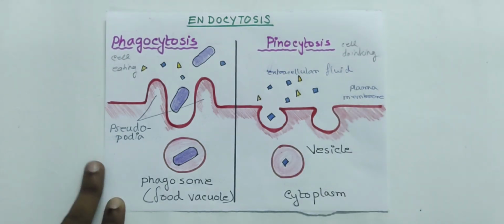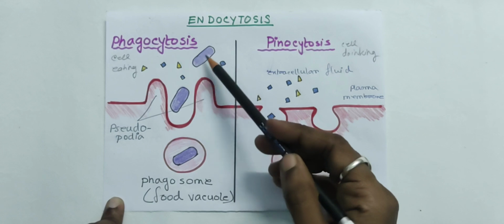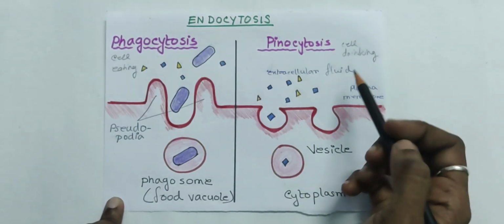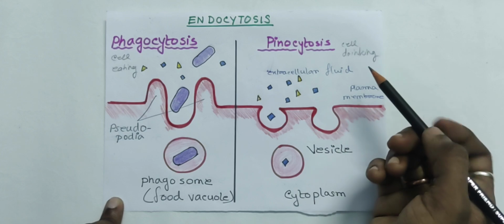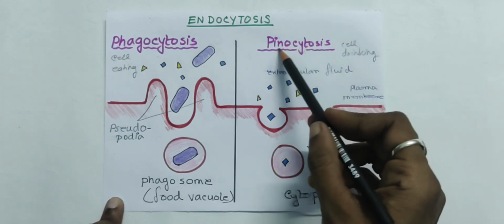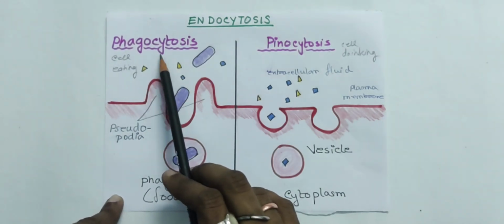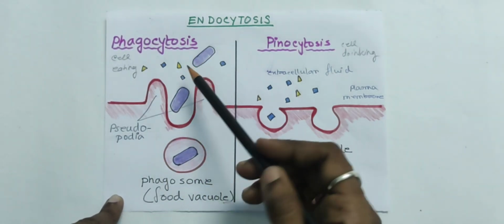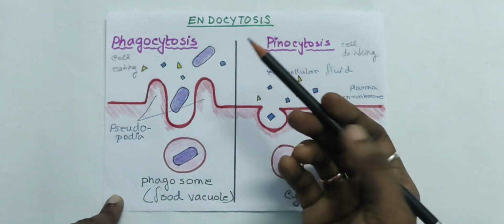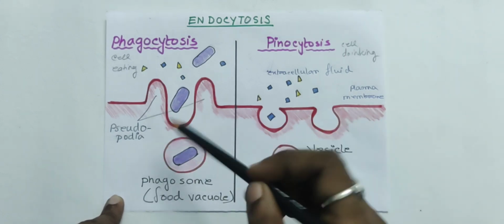Cell drinking. Because in phagocytosis, the particles are large macromolecules, and in pinocytosis, it's a fluid, liquid substance that gets entered into the cell through the membrane. So that is pinocytosis, and that is phagocytosis. In phagocytosis, the particles are large, often called macromolecules or macrophage. That kind of thing actually gets phagocytosed by the cell.